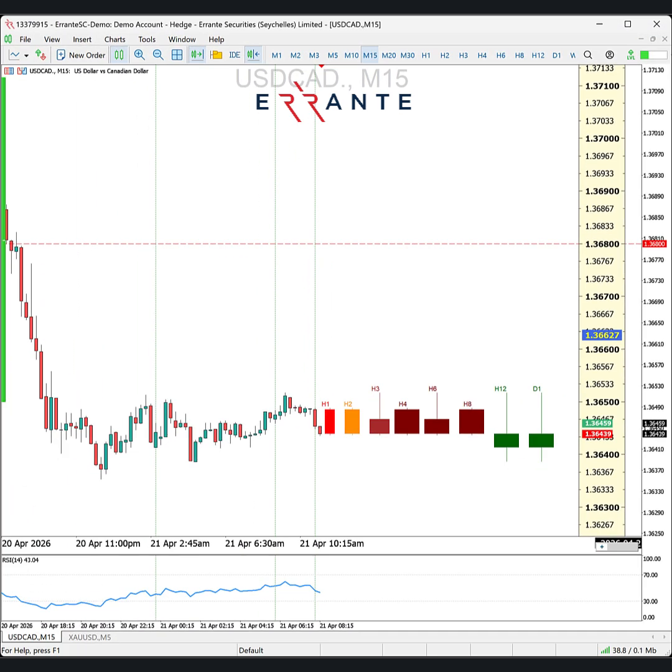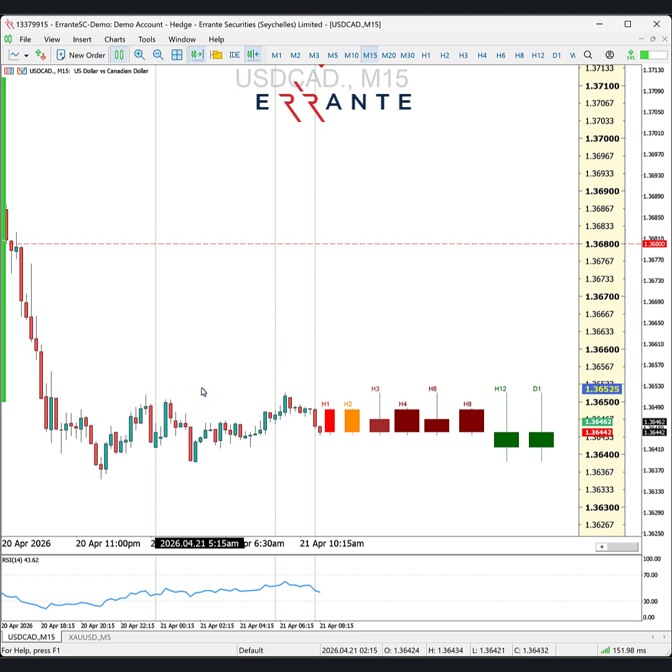The pair has broken below the key support level of 1.3650. Okay, it's somewhere over here. Okay, at this place. And now it is below all the major moving averages, that is the 20, 50, and 200. Okay, the momentum is exhausting as it's below the RSI 30. Okay, a bullish momentum can be seen.